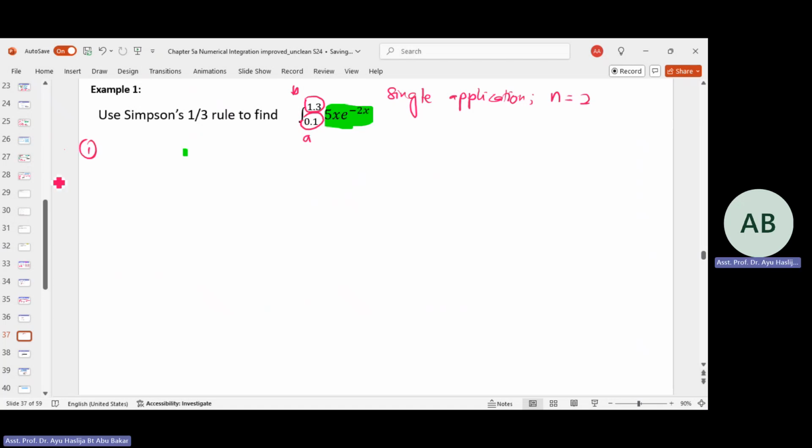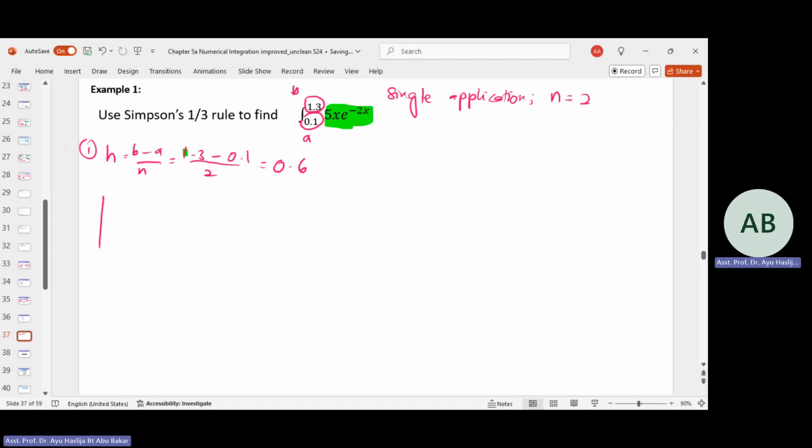First thing, find the h. B minus a over n. Your b is 1.3 minus 0.1, over 2. That is 0.6. Yes, correct, sorry. 0.6 for the h.